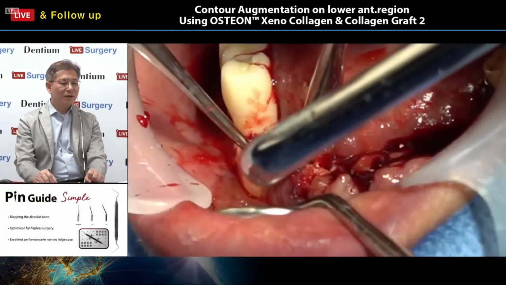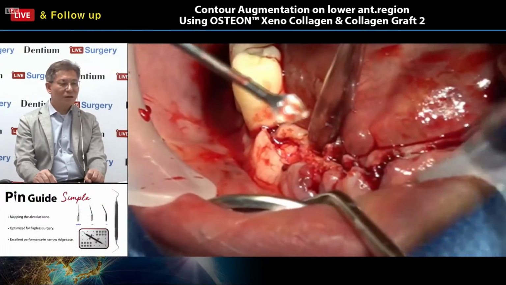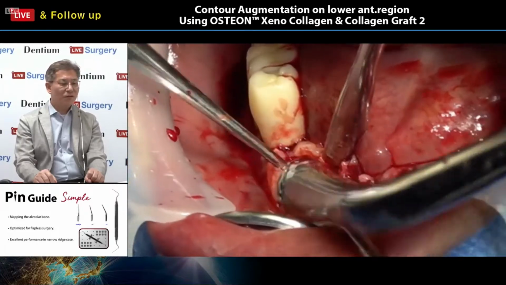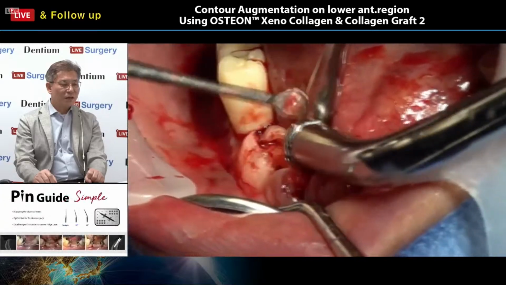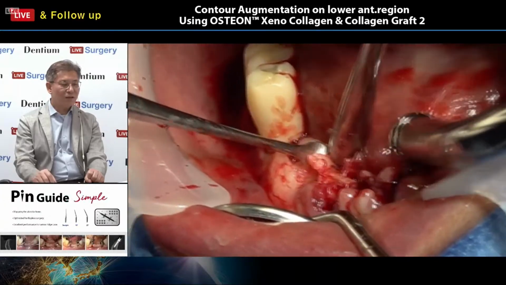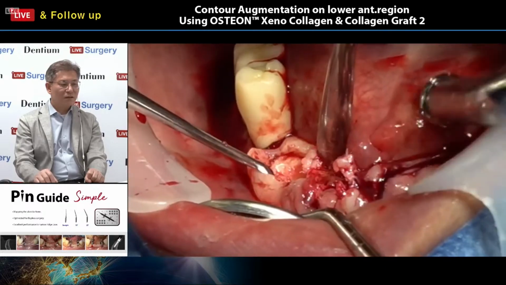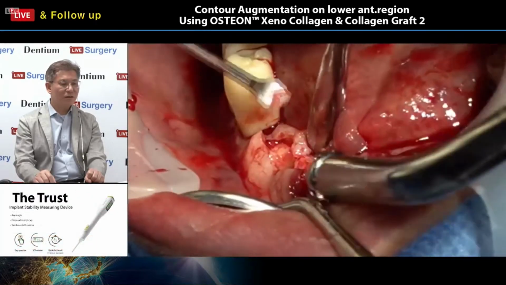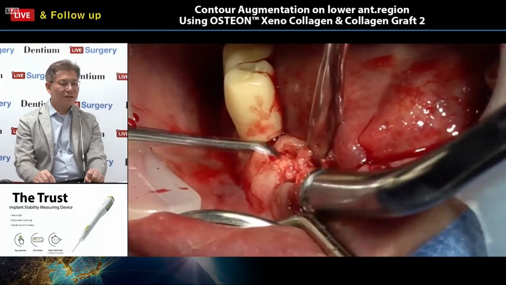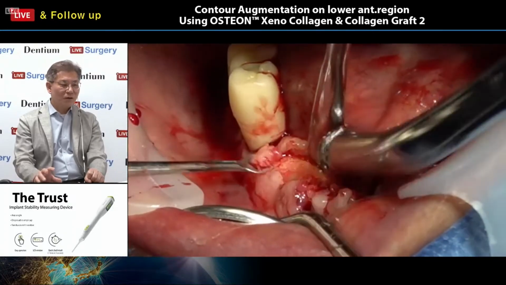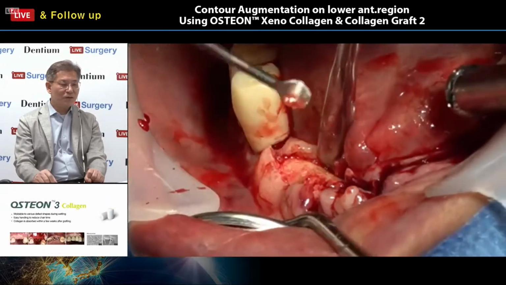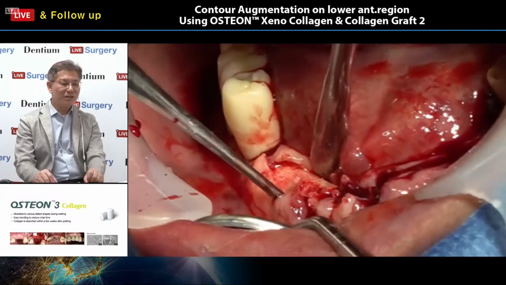Socket area. This socket was already done 2 months ago by Dr. Chung, the root rest extraction area. So 2 months is not enough for the socket to fill with new bone. It just fills with granulation tissues.